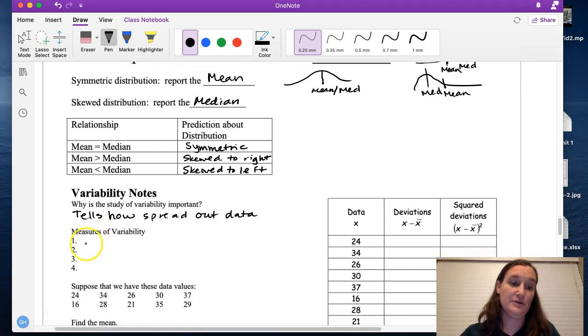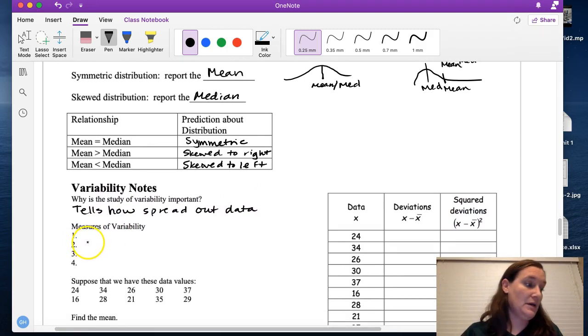There are 4 measures of variability, and I'm just going to list these out and then I'll go ahead and stop this video because it's getting long again, and we've got a bit more to go, so unfortunately we'll have 2 videos for this section again.